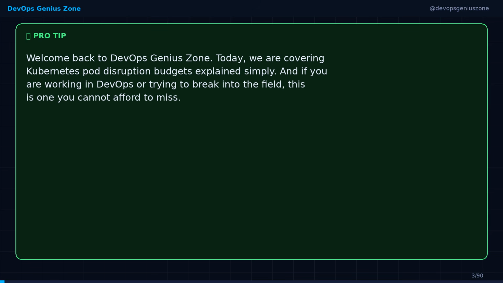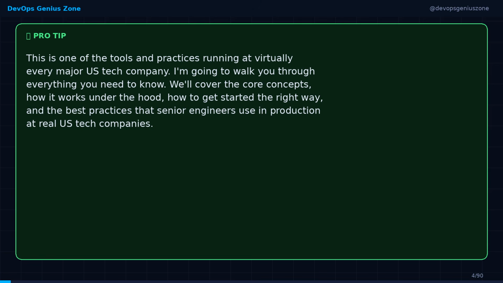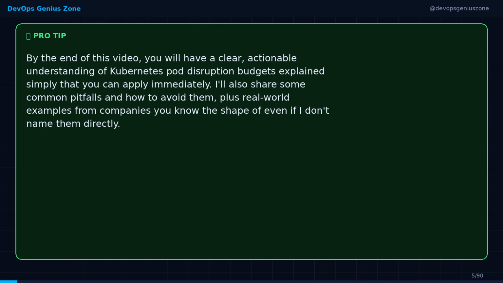We'll cover the core concepts, how it works under the hood, how to get started the right way, and the best practices that senior engineers use in production at real US tech companies. By the end of this video, you will have a clear, actionable understanding of Kubernetes Pod Disruption Budgets explained simply that you can apply immediately. I'll also share some common pitfalls and how to avoid them, plus real-world examples from companies you know the shape of even if I don't name them directly.